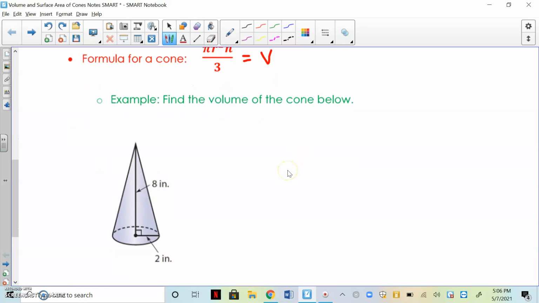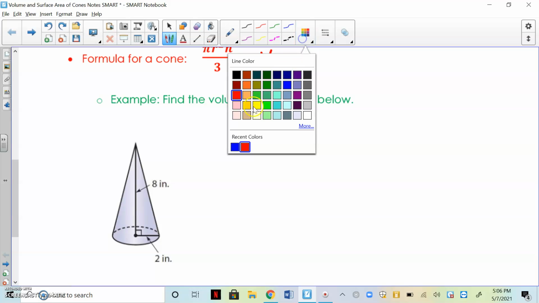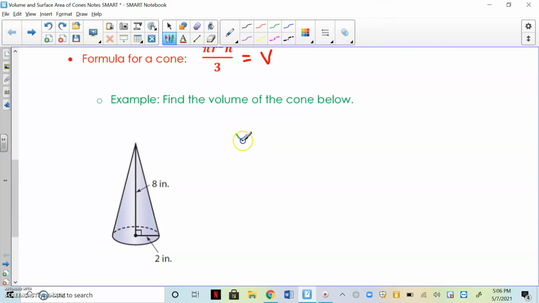All right, so let's try an example using that formula. Let's rewrite our formula here. Our radius is going to be this 2 right here, and the height of our cone is going to be 8. So that's our H, that's our R, and we're ready to plug in. Wherever I see an R, I will put a 2, because my R is 2. And where I see an H, I will put an 8, because my H is 8.